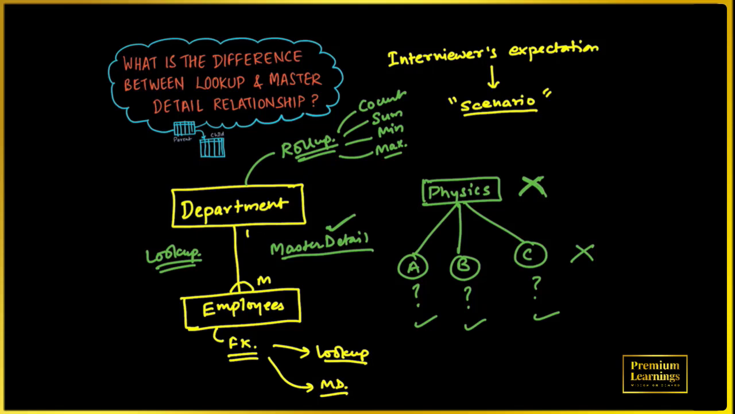You should also talk about the ownership of the child records. If a particular relationship is master detail, there is no concept of ownership in the child records. That means there is no owner field in the child records if they are connected with the master detail relationship. Why? Because it is considered that the owner of the parent record is also the owner of the child records. Whereas in case of lookup relationship, each parent and child can have individual ownership.